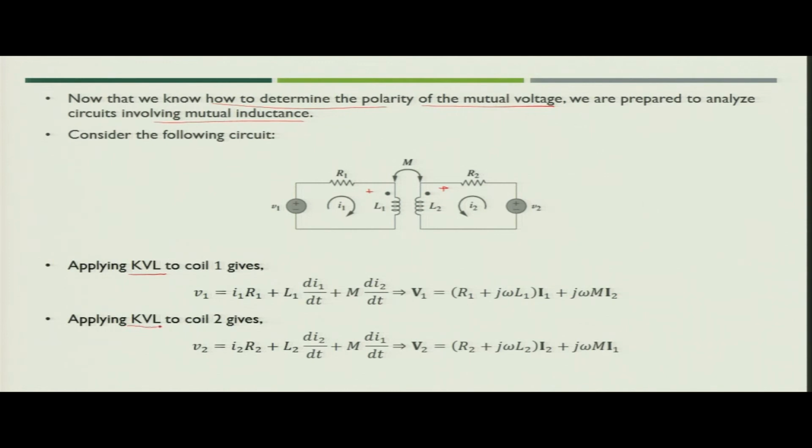Now, for the second coil, V2 is equal to I2 R2 plus L2 dI2 by dt plus M dI1 by dt, because the induced mutual voltage will be of positive polarity in this case also. So, you can write V2 is equal to (R2 plus j omega L2) into I2 plus j omega M I1.